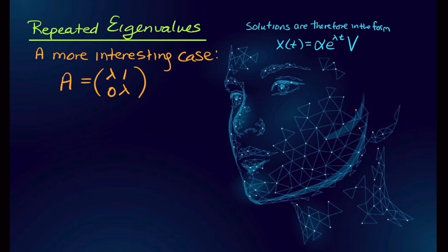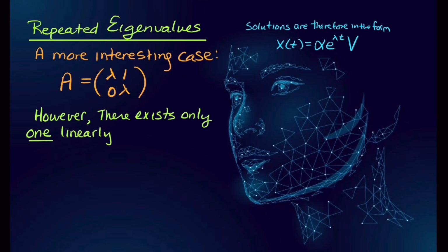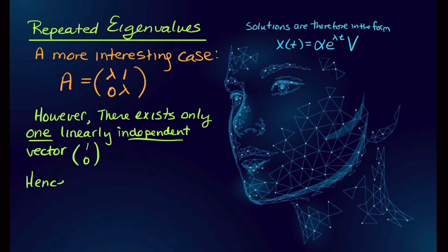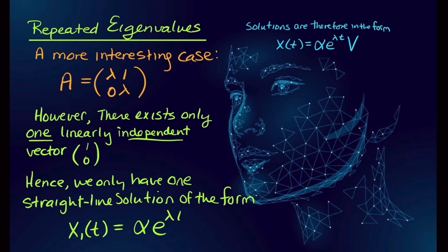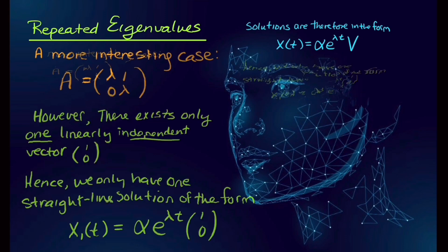A more interesting case is if we alter the matrix A just slightly by making it lambda, 1, 0, lambda, and the two eigenvalues being again repeated. For this particular solution, we actually only have one linearly independent eigenvector, (1, 0). And hence we only have one straight line solution, of the form x of t equals alpha e to the lambda t times (1, 0).